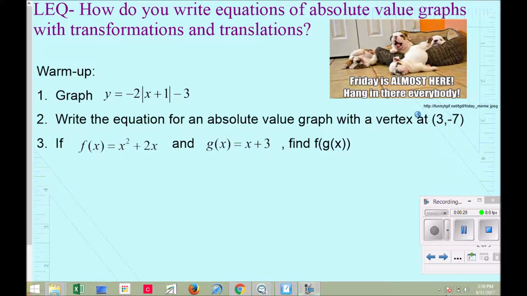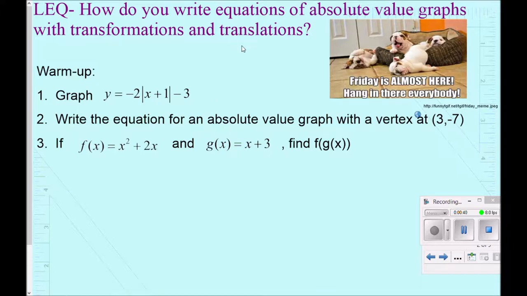So the first one, graphing. So we know that adding 1 inside the absolute value is a shift left 1, and -3 outside the absolute value is down 3. So let me just get a coordinate plane here. I'm going to go left 1 and down 3 and plot the vertex. And I see the -2 in the front, which means from that vertex, I'm going to go down 2 and to the right 1, and then down 2 and to the left 1.